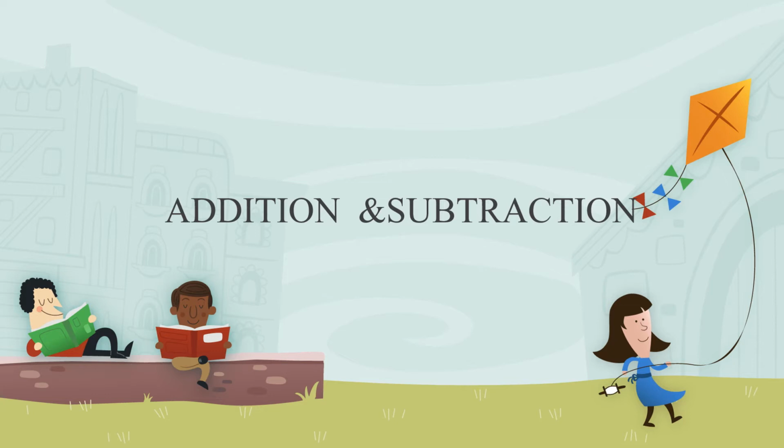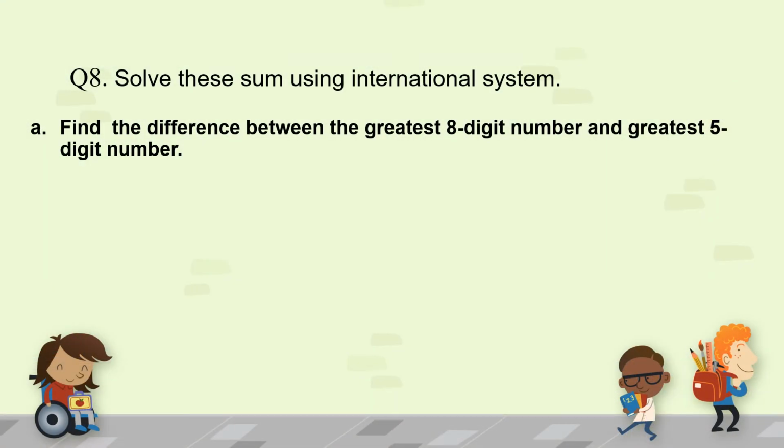In addition and subtraction of bigger numbers, we must keep only two things in mind: writing the numbers correctly vertically, and the other thing is that we must start doing it from the very right hand side of the question. So let us start doing number 8. Question number 8 is: solve these sums using the international system.